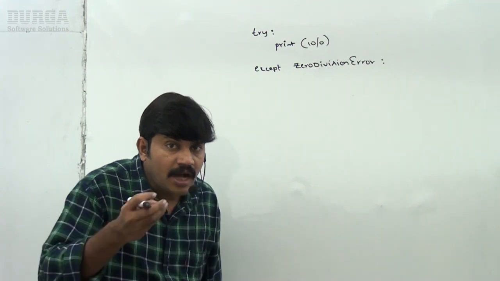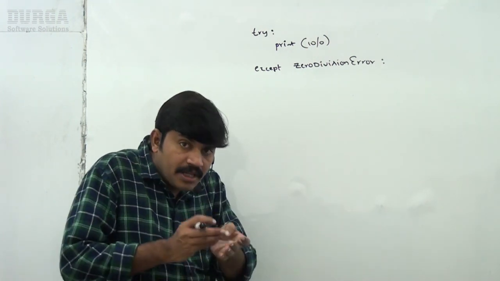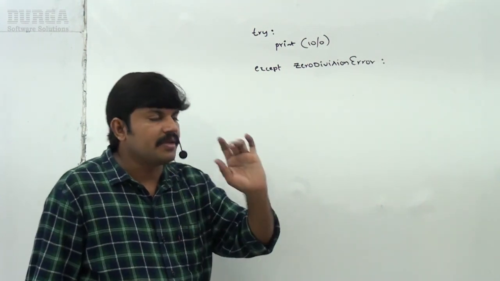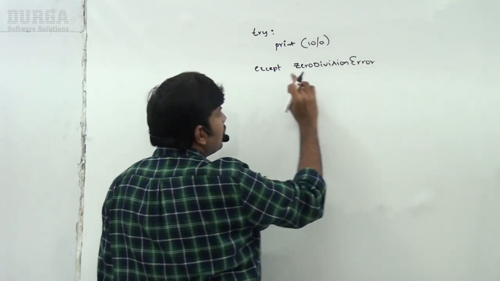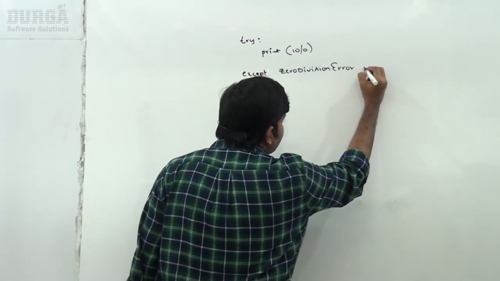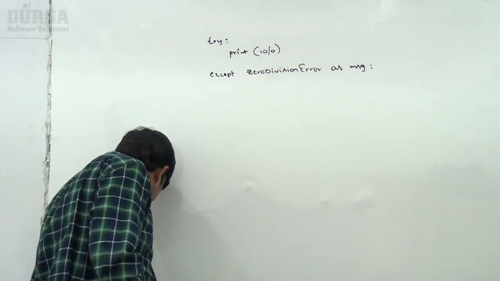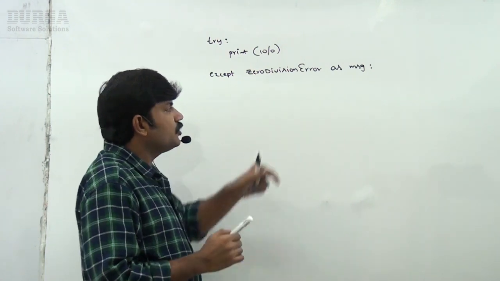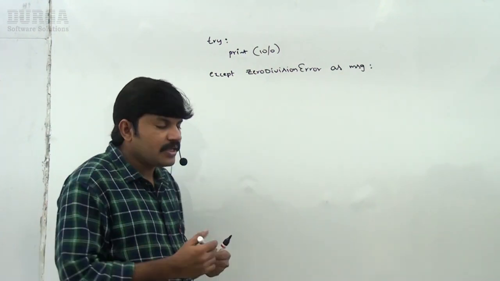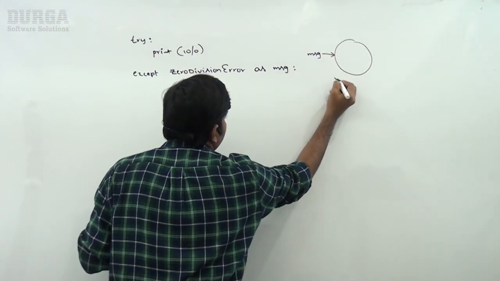Suppose my requirement is to print exception information inside the except block, like the name of the exception, the description of the exception, the type of the exception. What is the way? Very simple. Here we require to use except ZeroDivisionError, and don't put the colon immediately. Put 'as message', like this we have to take. This holds the ZeroDivisionError object with the msg reference variable. So the exception object got created, and msg is the reference variable.